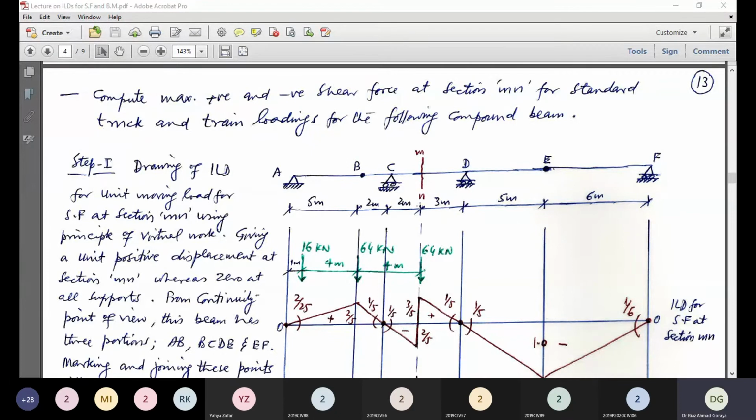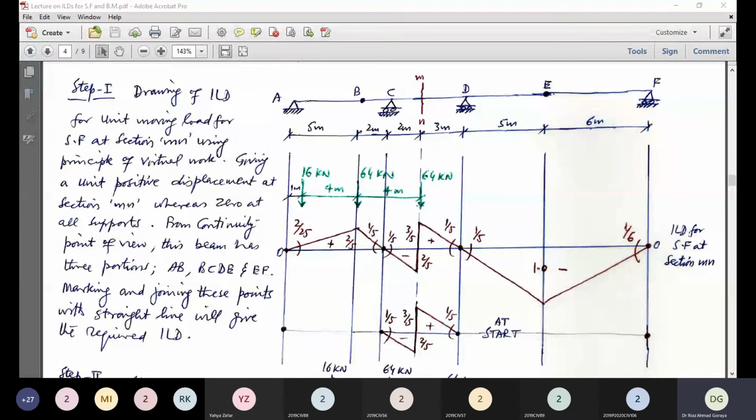So this is a compound beam having two additional supports which have been compensated with the introduction of two hinges at point B and point E. As far as the continuity of the function is concerned, we have three portions: portion AB, portion BCDE, and lastly portion EF. Now it is required to compute the maximum positive and negative shear force at section MN, which is at a distance 2 meter from support C and 3 meter from support D.